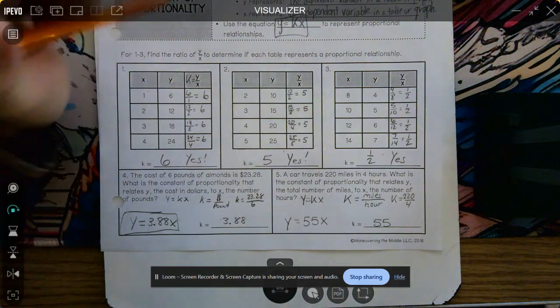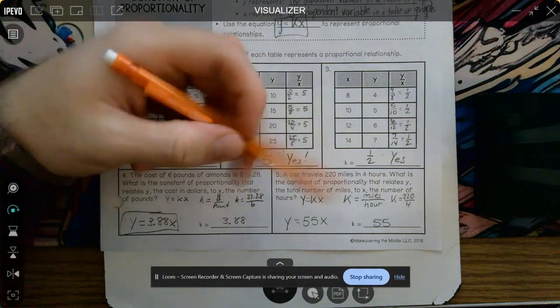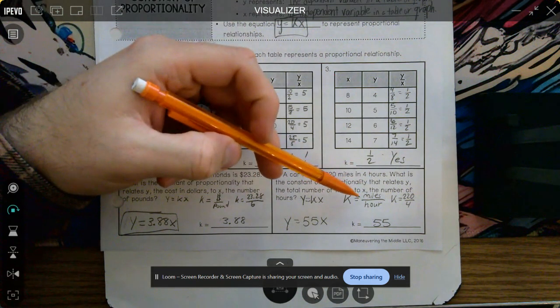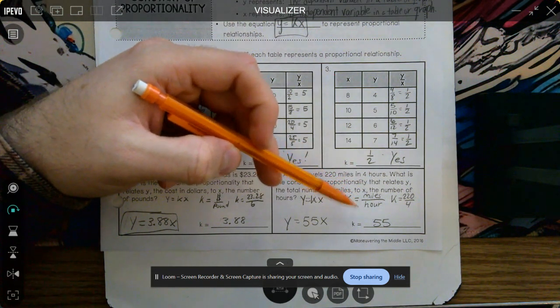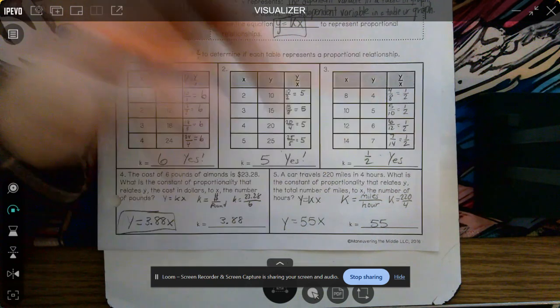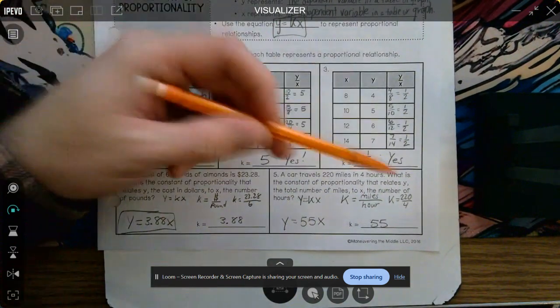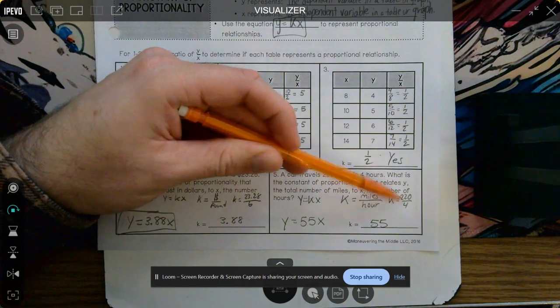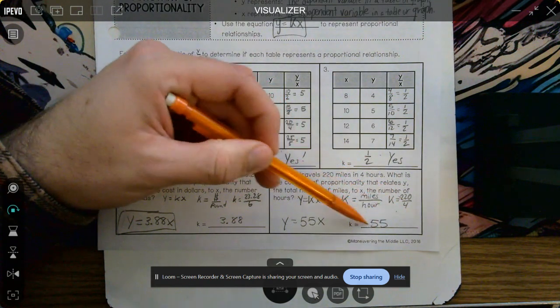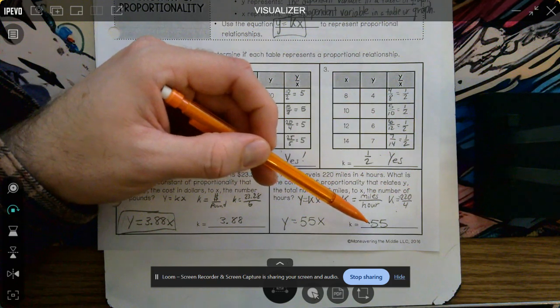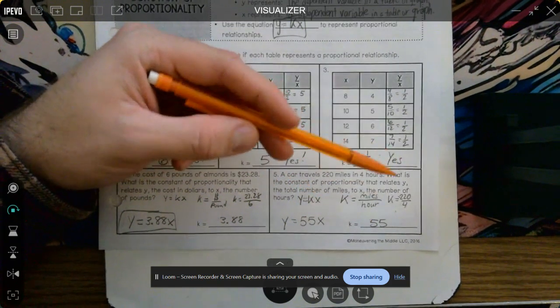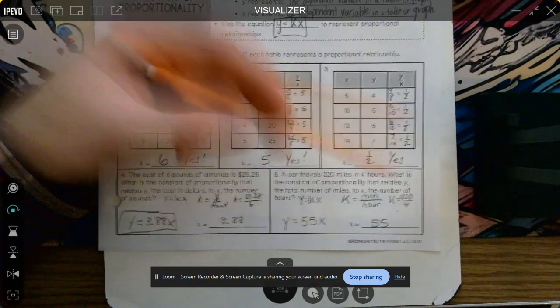All right, here's my work number 5. So y equals kx. Our k value would be miles divided by hours. Miles are almost always going to be on top, and time is always going to be the x variable, which is on the bottom. So 22 miles divided by 4 hours results in a k value of 55. That means this car, on average, is driving 55 miles per hour.